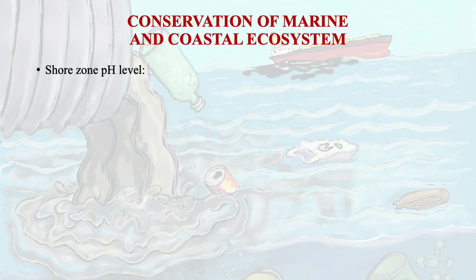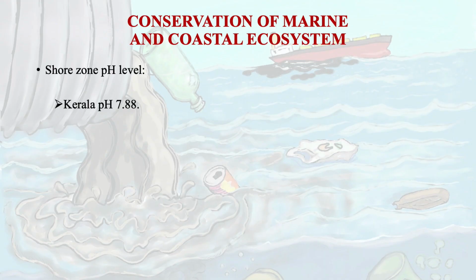Then if you look at the pH level, the most significant deviation from the general pH value is observed in Kerala, where the pH value is 7.88, followed by 7.93. And the coastal water in Tamil Nadu has an average pH value of 8.17. We have to work hard.